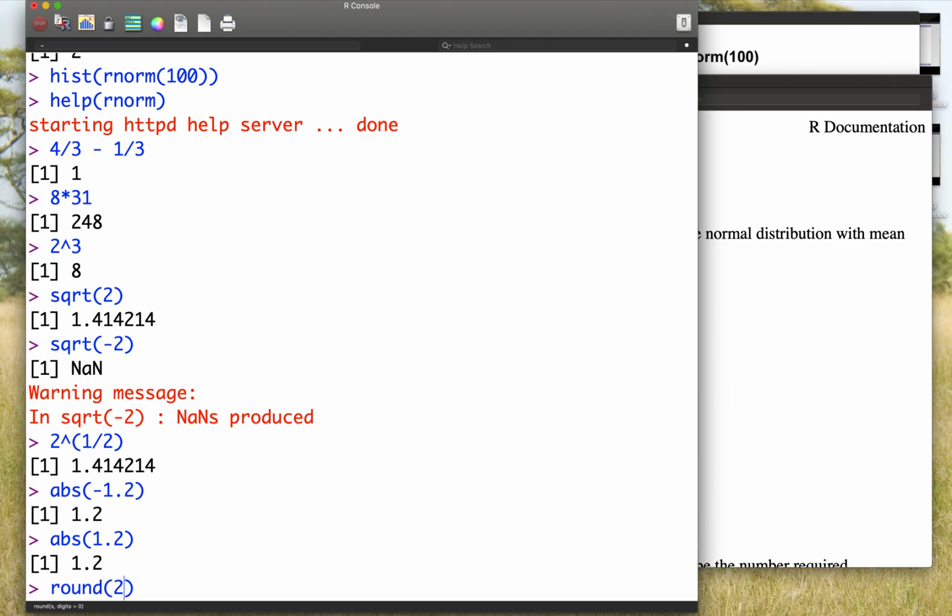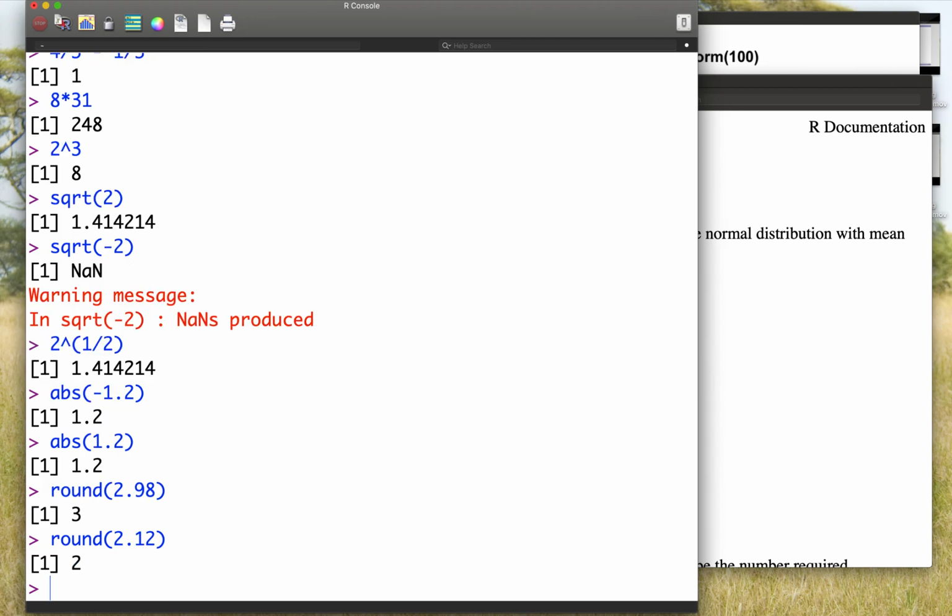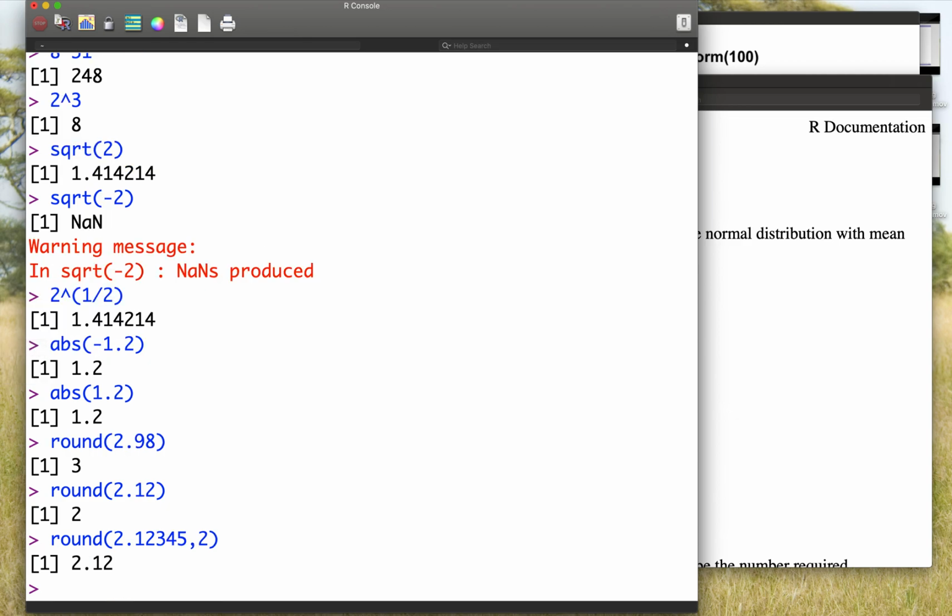For example, a useful function is the round function, which rounds numbers. For example, 2.98: if we round this number, then this becomes 3. Or round of 2.12 is 2. If you want to get several numbers after the decimal point, you can type, for example, round(2.12345, 2), then this becomes the hundredth place. So this becomes 2.12.